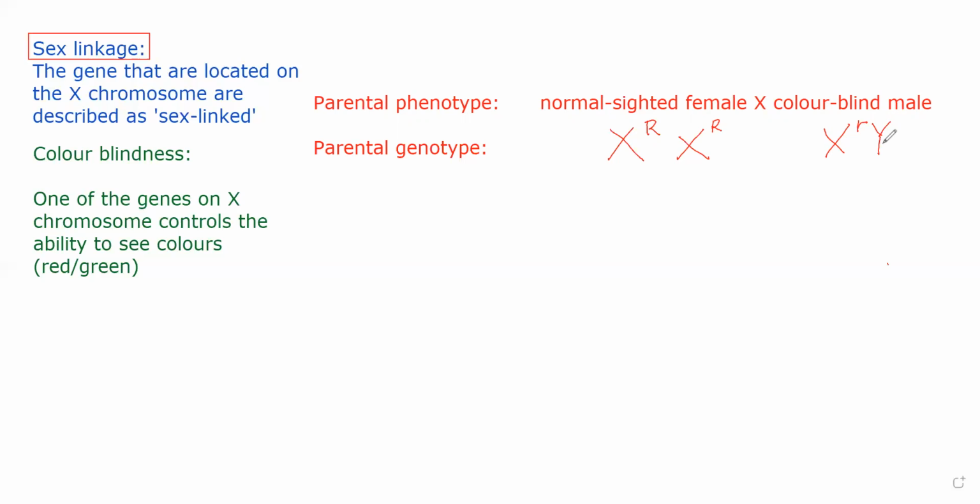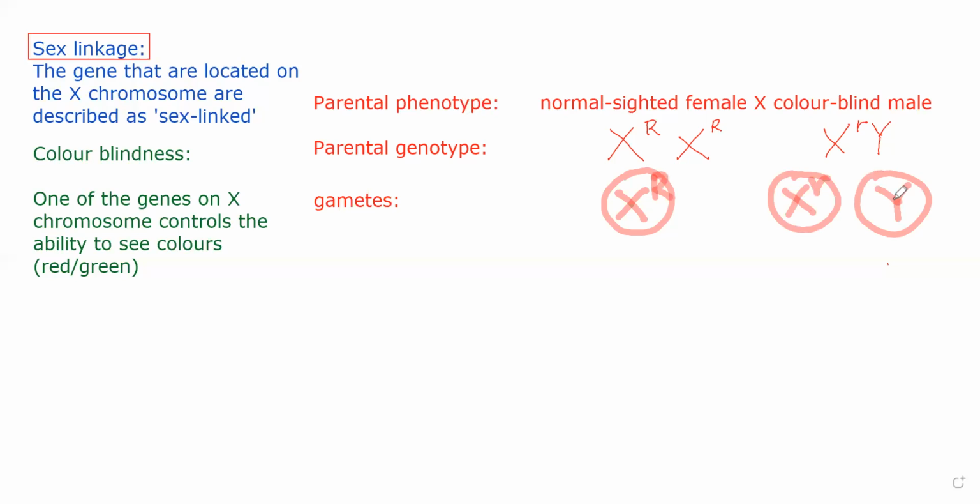Now, what will happen to gametes? What are the gametes which are going to take part in it? Gametes are X capital R, right? Have I written correctly? You guys can see. And here I'll have one X small r, and one Y. Y does not carry this allele since it is sex-linked. Sex-linked means it will be carried by the X chromosome only, keeping in mind.